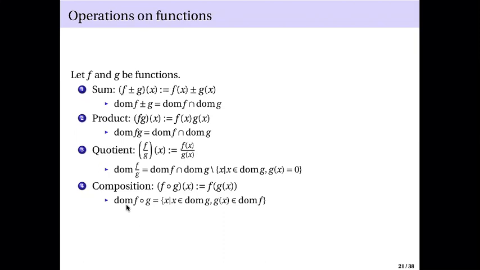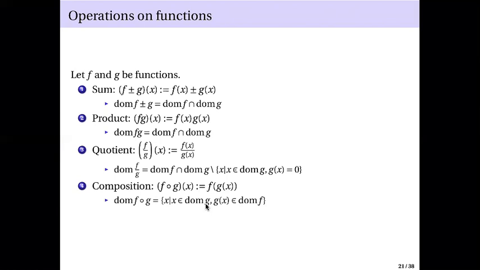The domain will be a bit complicated, but this is how we define it. The domain of f circle g is equal to all x's that you first get from the domain of g, because you evaluate the x at g first. So you get your x from the domain of g, and then you will get some number because x is from the domain of g. Your g of x will be some number.